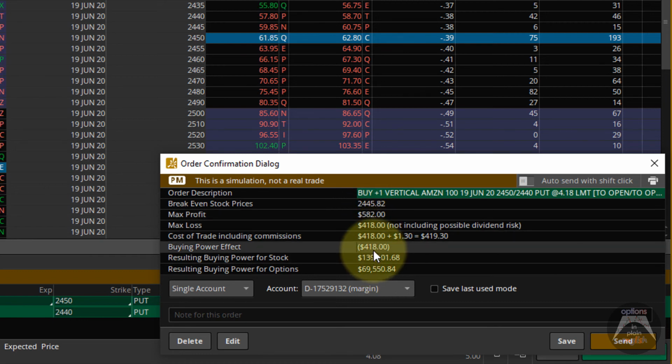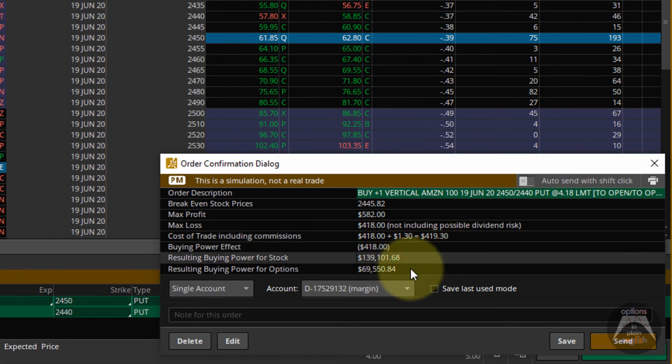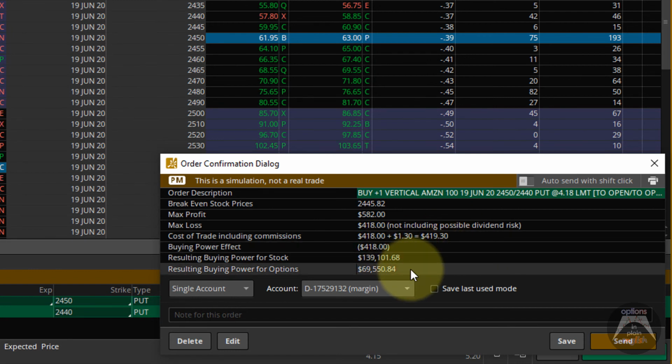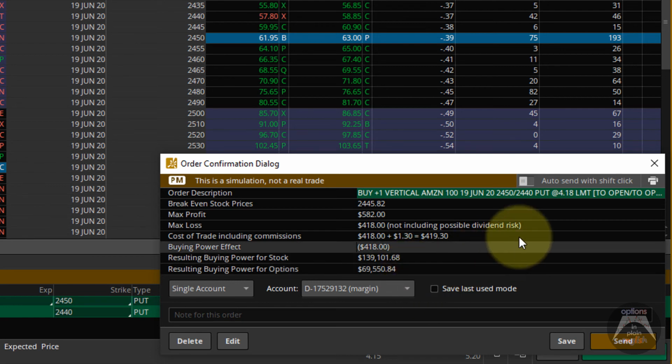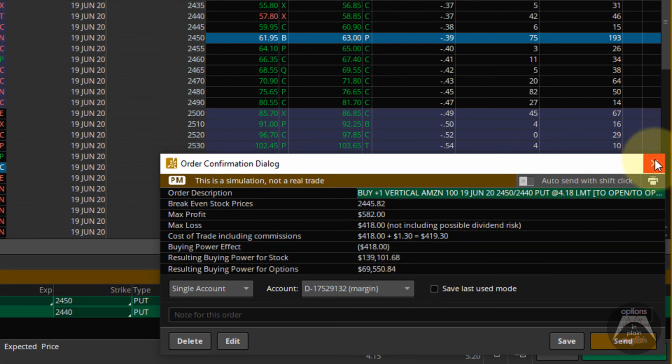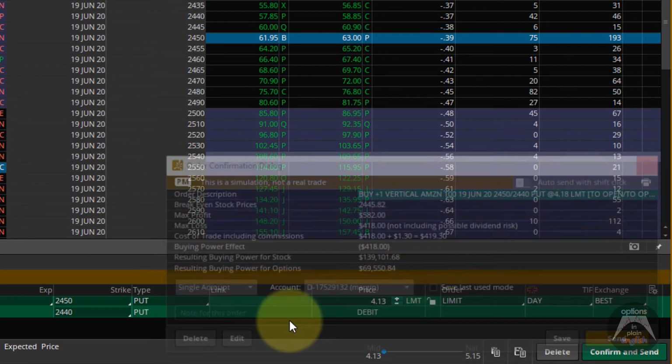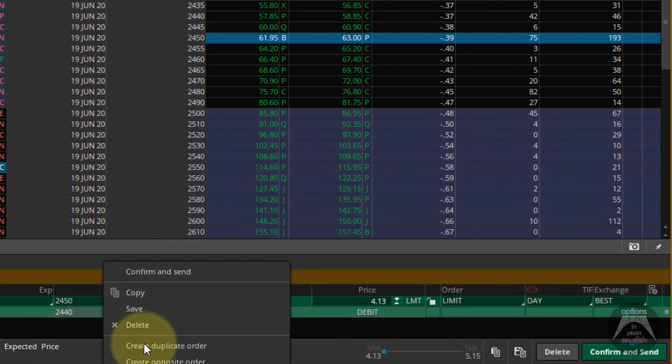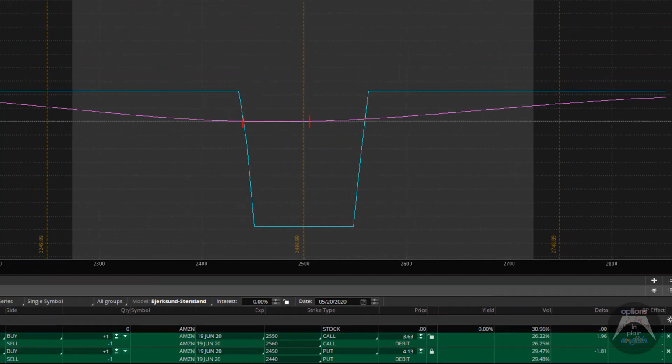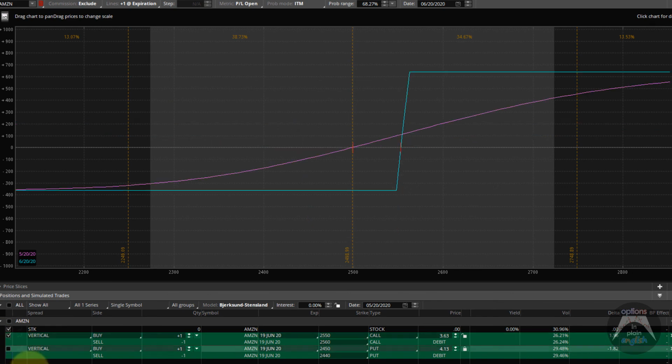And that's the $418 that we pay, the only amount of money that we have to have in order to initiate this trade. It's never going to change. This is the max loss. We can't lose any more than this. And this is why this is such an efficient use of capital with vertical spreads. So what I'm going to do now is send this to the analyze page so that we can take a look now at these two positions.